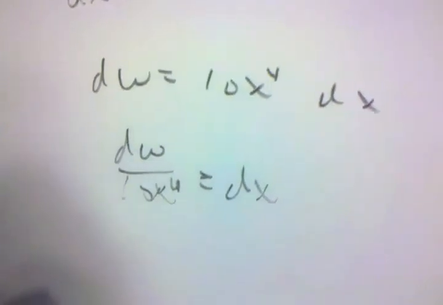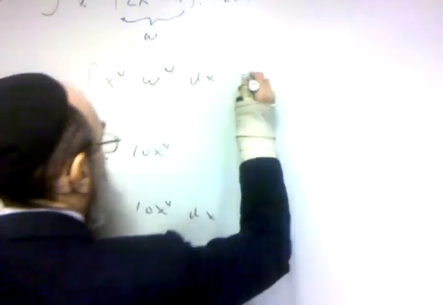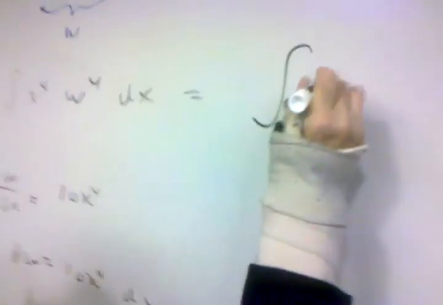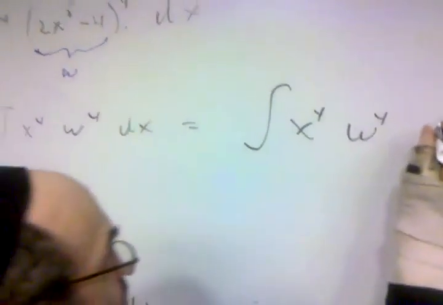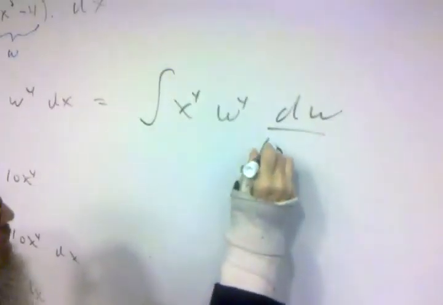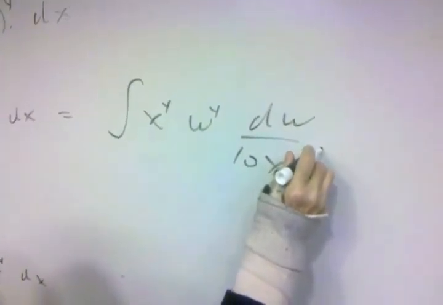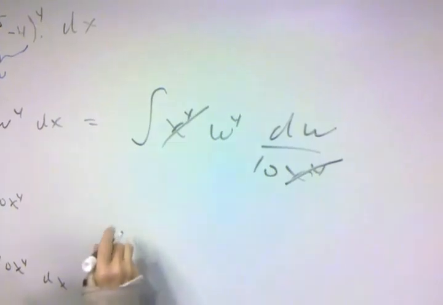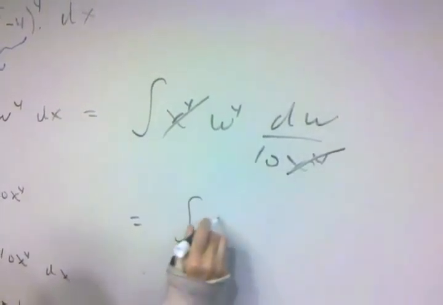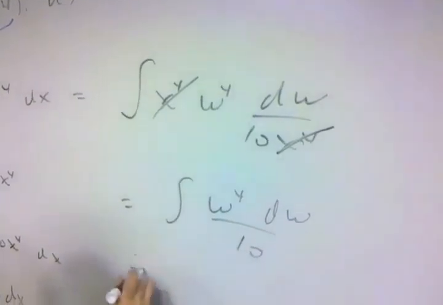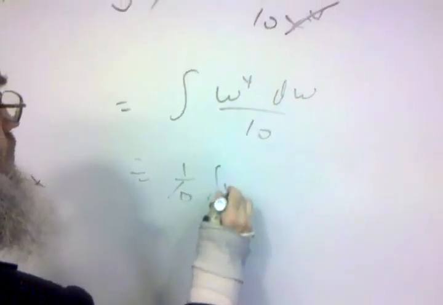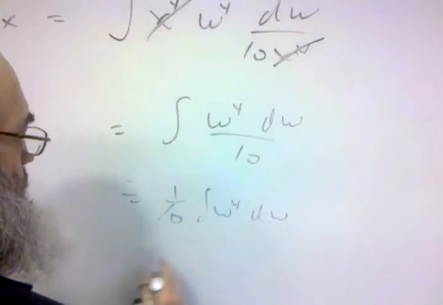Now I'm going to substitute in this equation what is dx? It's dw over 10x to the fourth. So I now have this expression, x to the fourth times w to the fourth. So the dx, I have dw over 10x to the fourth. I'm perfectly lucky. This x to the fourth, this x to the fourth cancels. So all I have is as follows, w to the fourth dw over 10, which is the same as 1/10 integral of w to the fourth dw.